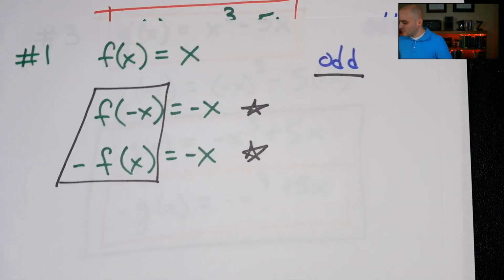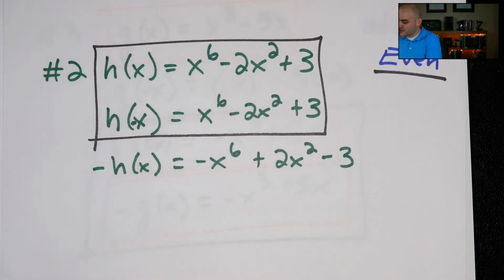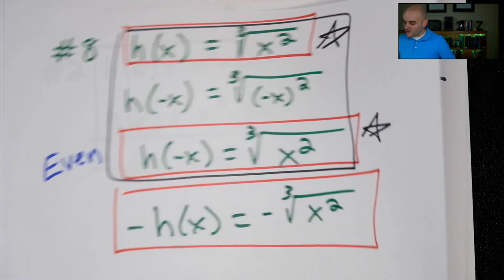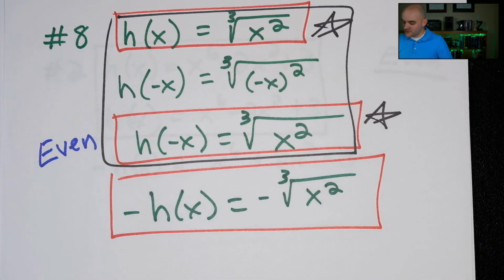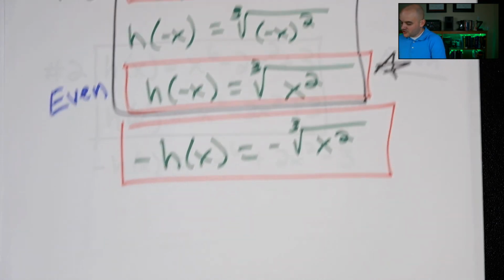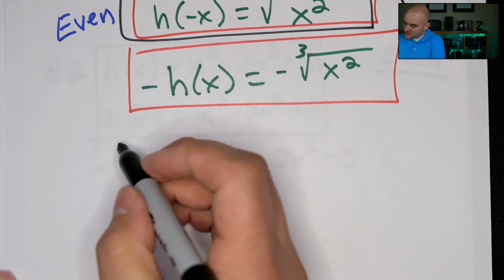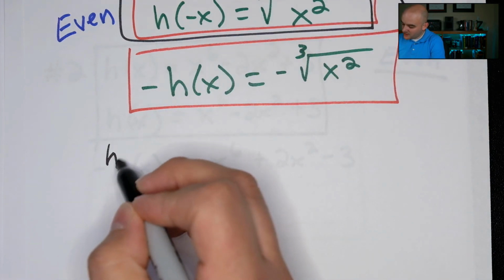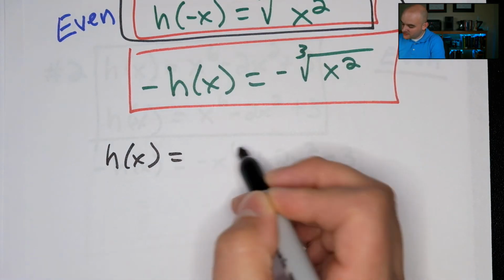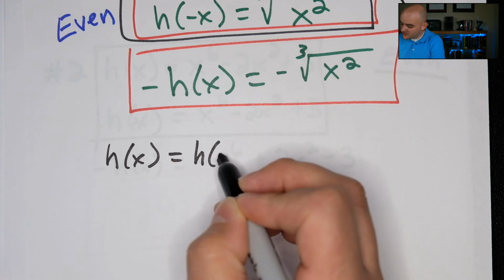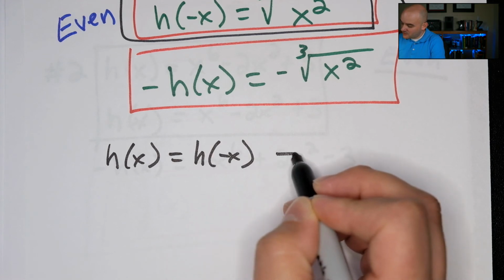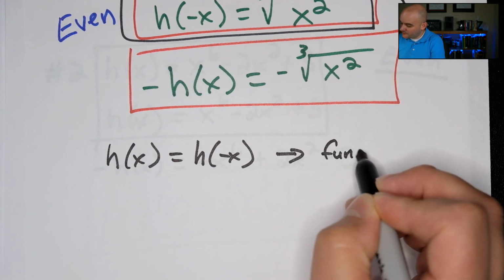Look through your even ones. Number 2 is an even one, top two are the same. Number 8's an even one, top two are the same. So in general, we can say this, that if, notice the top two, we've got the h of x, if it's equal to the h of negative x, then we can say the function is even.